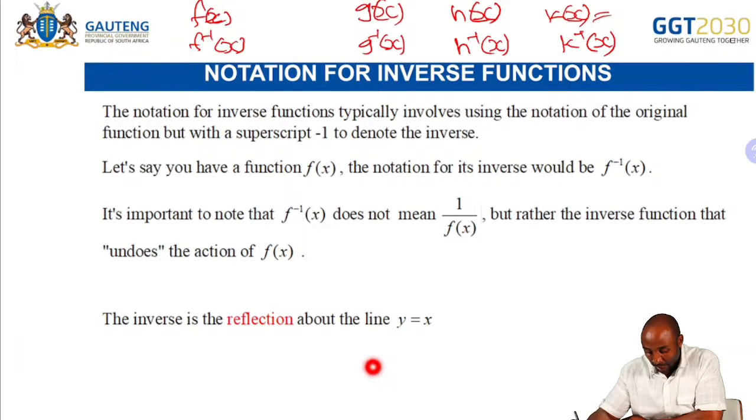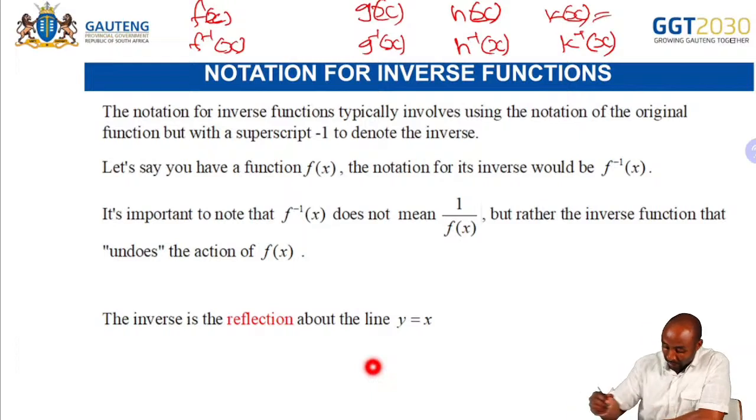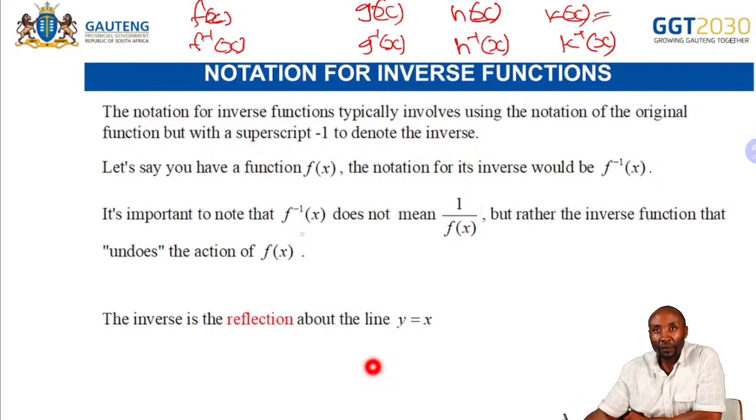Now, I know mathematically when someone says an inverse, people think of the reciprocal. They are not the same. The inverse is the reflection of a function along the line y is equal to x, and the notation is f inverse x. If you check there, the inverse is what we are explaining there. 1 over f of x is the reciprocal of f of x.